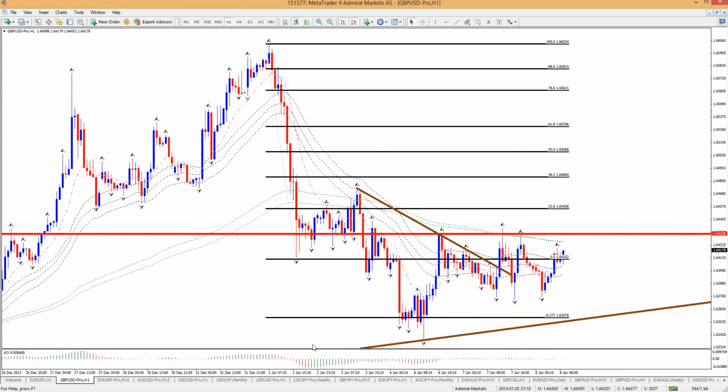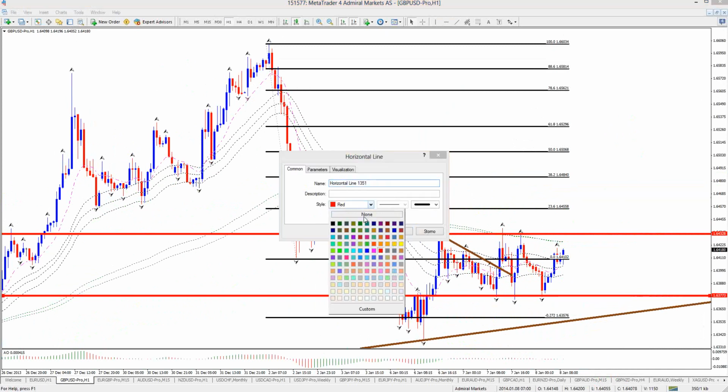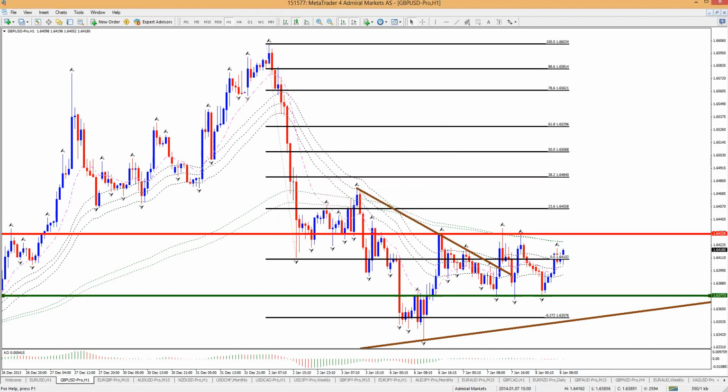Let's take a look. This is pound dollar. Pound dollar had a break, but then just went sideways, in fact. So this red line is important, 164.30. That is the top. Also the bottom here, 163.70, has acted as support. Plus we have a daily trend channel coming in here.